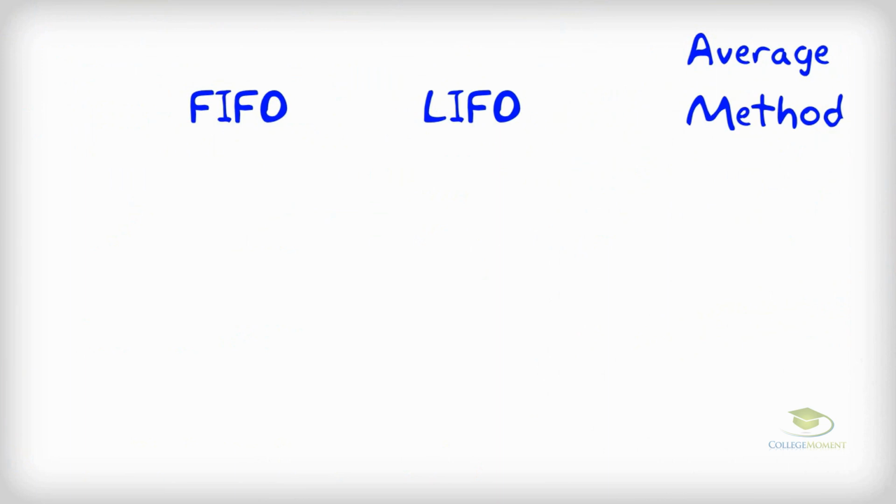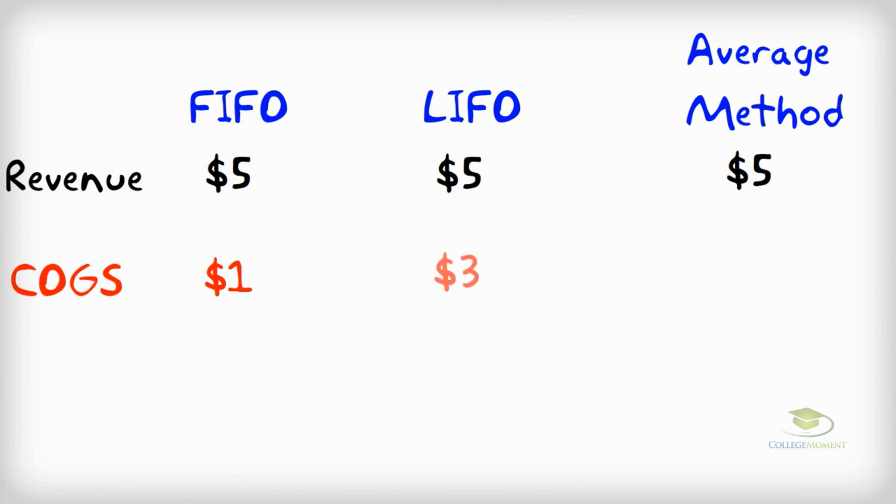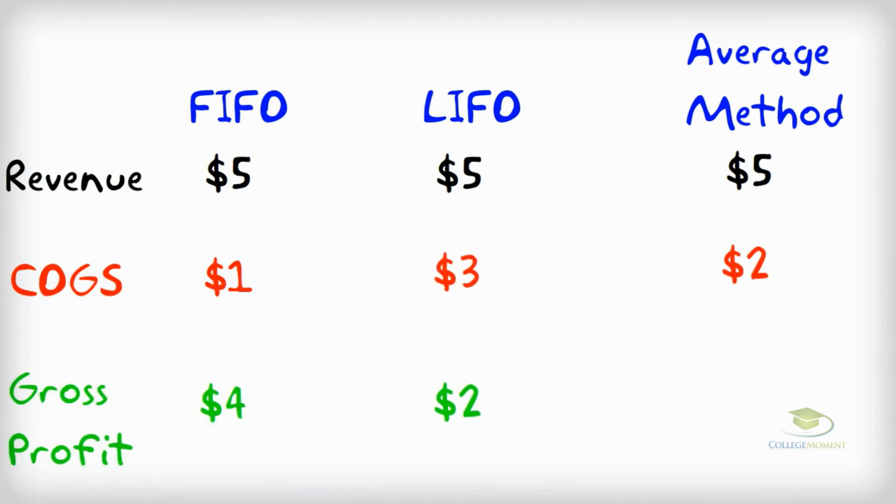Now, let's compare the 3 methods. The revenue is the same under all 3, since the selling price is $5 per shirt. The cost of goods sold is 1, 3, and 2 respectively, which results in a different gross profit. That means that under FIFO, we will pay the highest amount of taxes, and under LIFO, the lowest.